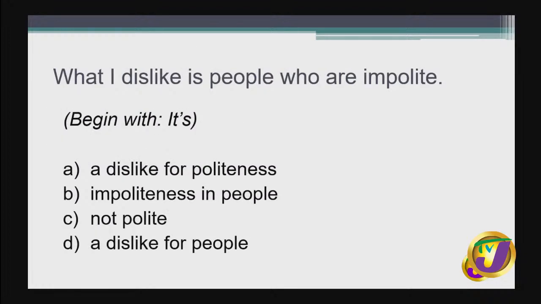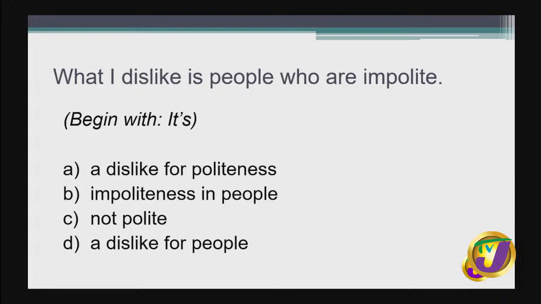Next one. What I dislike is people who are impolite. What I dislike are people who are impolite. And you're going to start with the contraction it's, which is short for it is. And keep this in mind, students. Whenever you see it apostrophe s, read it in your mind as it is. Because sometimes, and we're human, you write that word when you should just write its. So always remember it is.